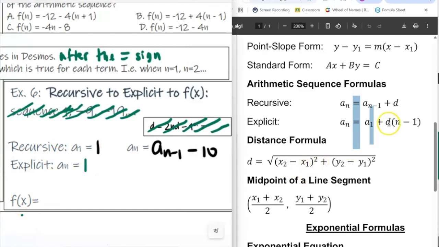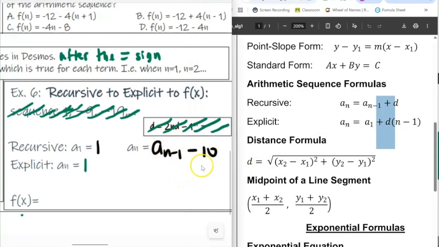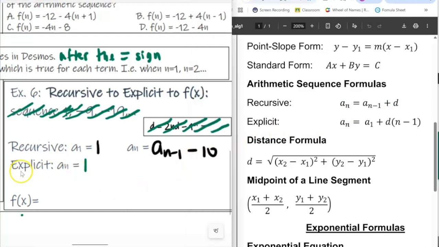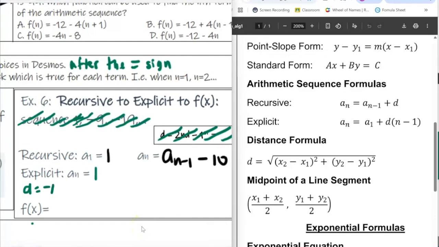Okay, then I need to know the common difference. Now, how do I find the common difference? You just have to be able to identify that in recursive, the common difference is what comes after the previous term. So it's the previous term minus the common difference, or the previous term plus the common difference. See right there. So you need to recognize that this is the common difference. So you now know that D is equal to -10.